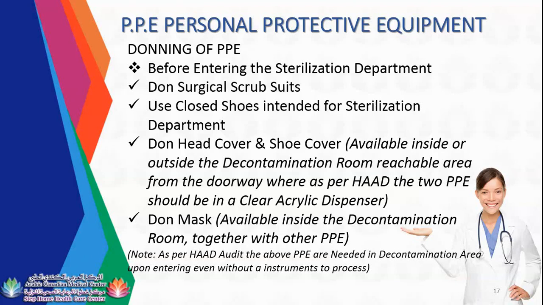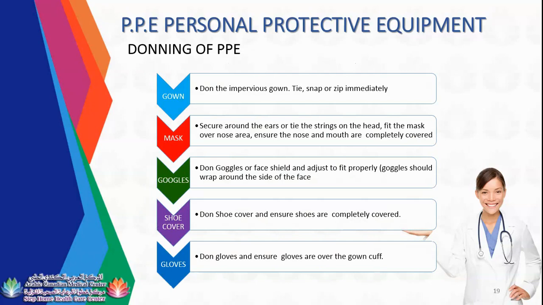So, donning of PPE, guys, you need to first put on your gown. After that, you need to wear your mask. After putting your mask, you need to place your face shield. It's not goggles anymore. It's face shield. After that, you need to wear your shoe cover. And then gloves. Lastly is the gloves.